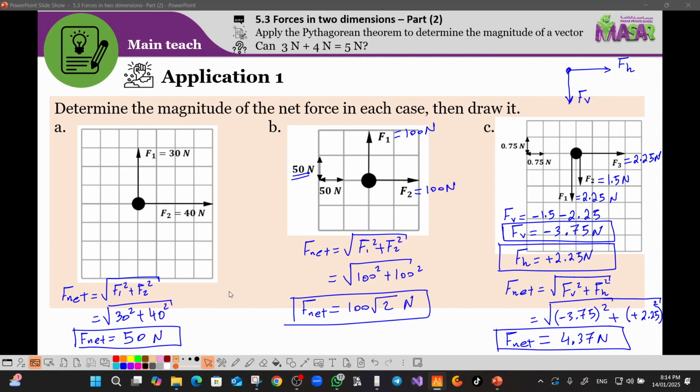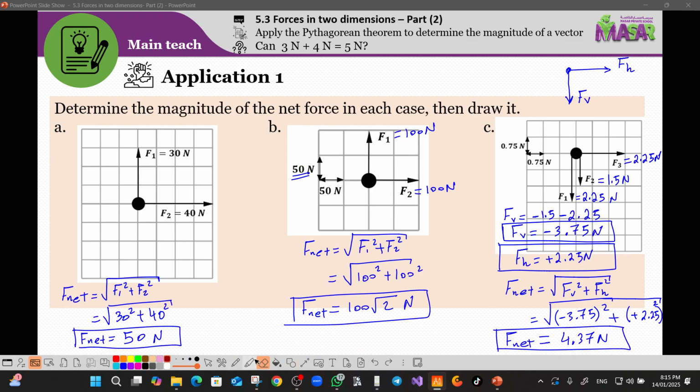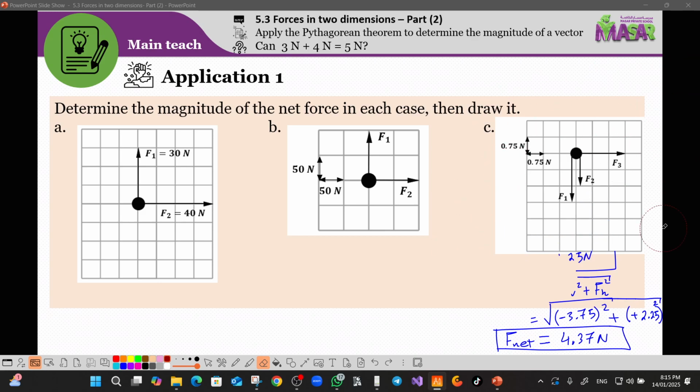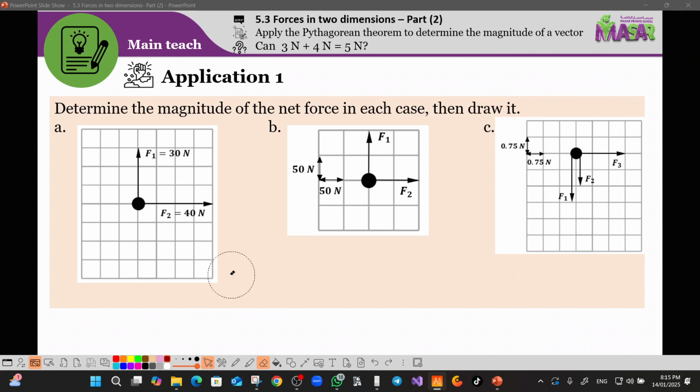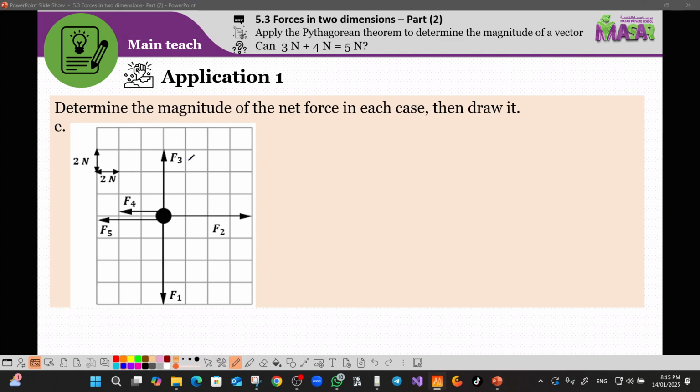So let's go to the next section now. Let me make some space here. Now again, here we need to find the magnitude of the net force in each case, then draw it. So let me show you how we can find the F net. So first we need to determine the magnitude of each force.